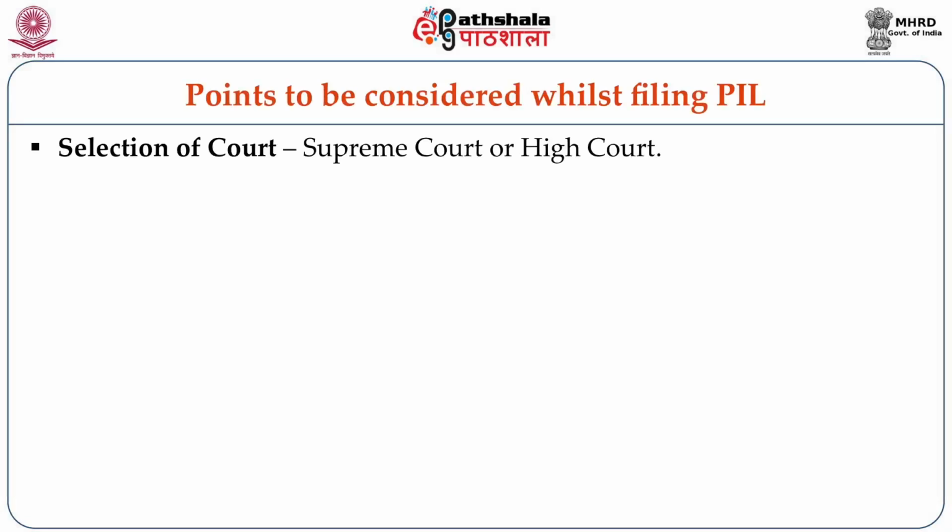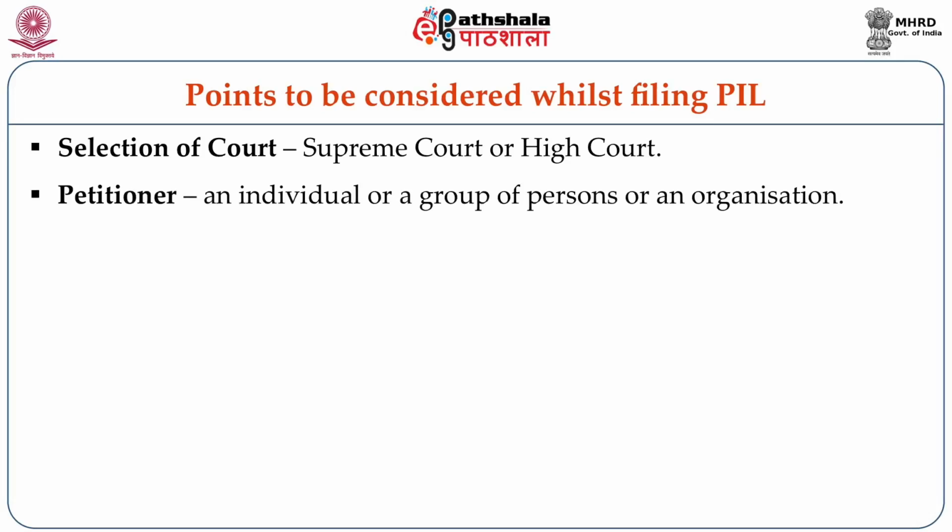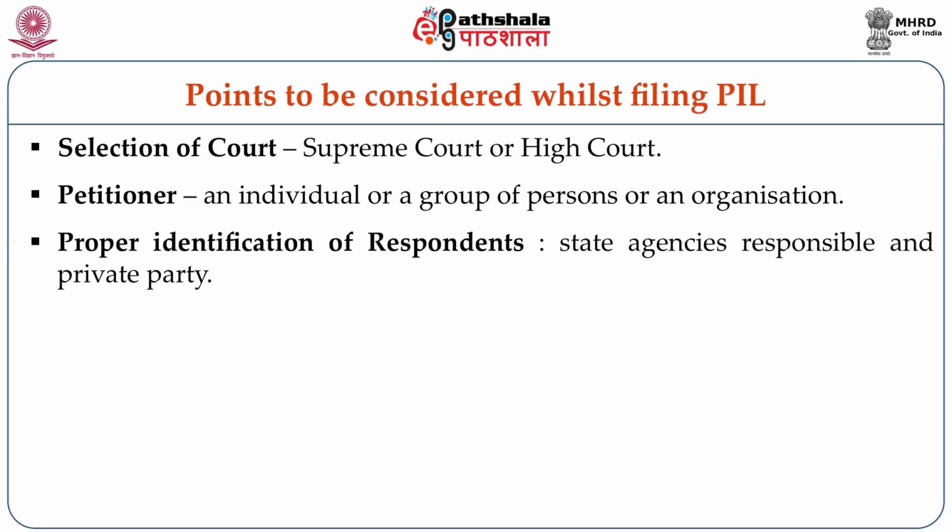Now we are going to look at what should a social worker keep in mind when he or she is facilitating the filing of a public interest litigation? The first thing is the selection of a court. A public interest litigation may be filed in the High Court or the Supreme Court. Secondly, the petitioner. Who should the petitioner be? Should it be an individual, a group of persons, or an organization? Third, the proper identification of respondents. The state agencies responsible for the violation and a private party, if any, should be added as a respondent.